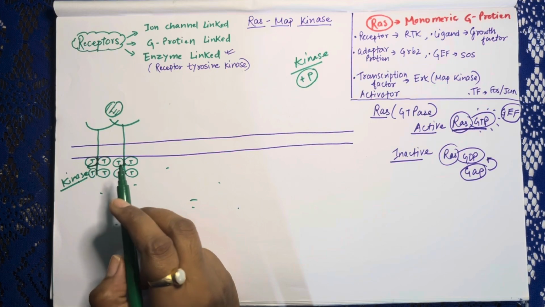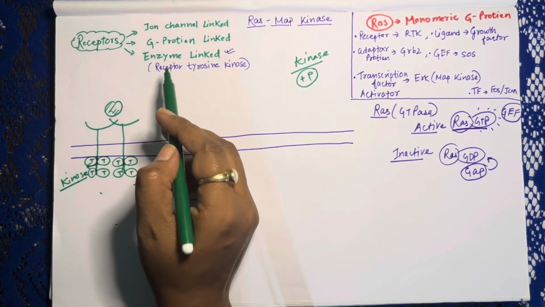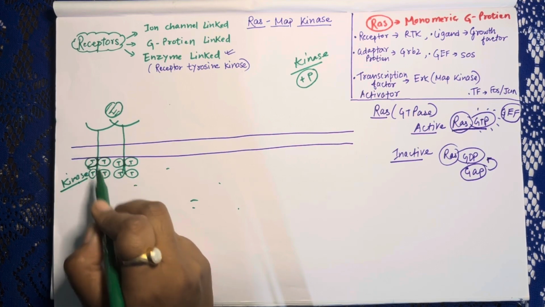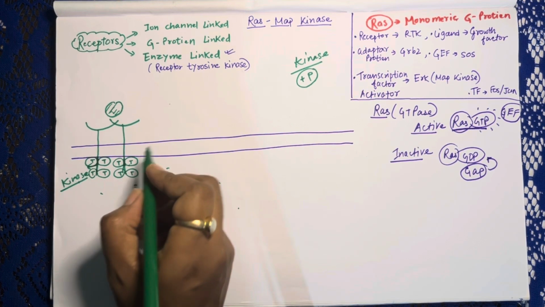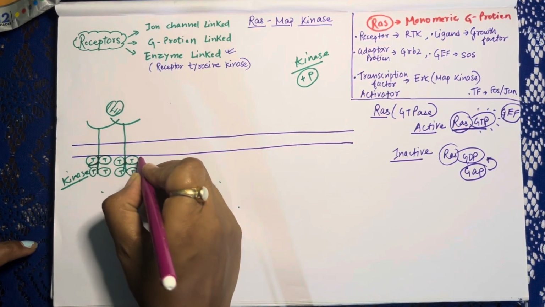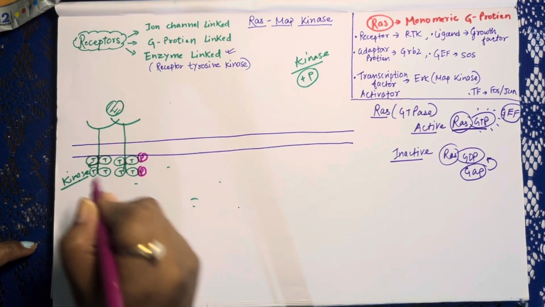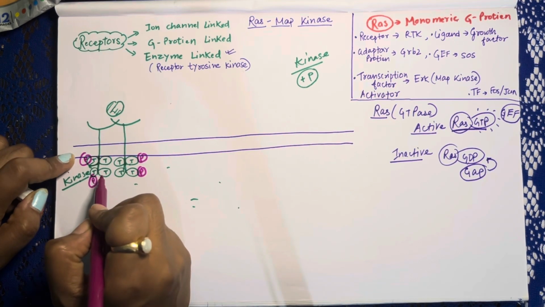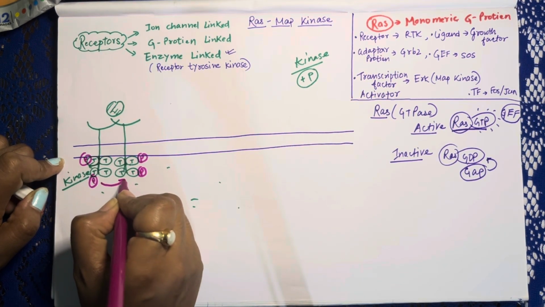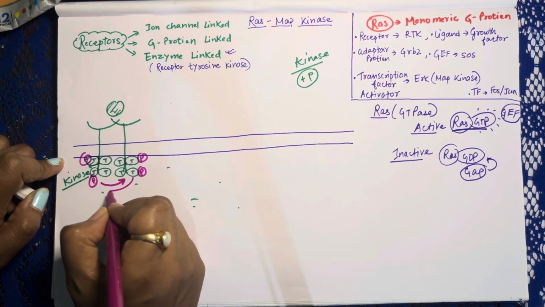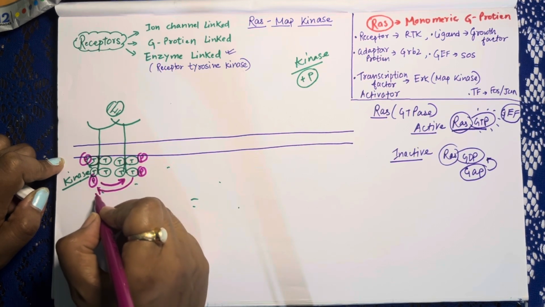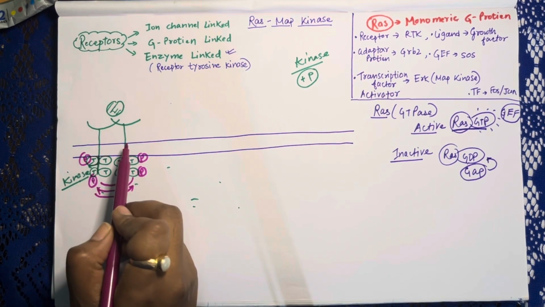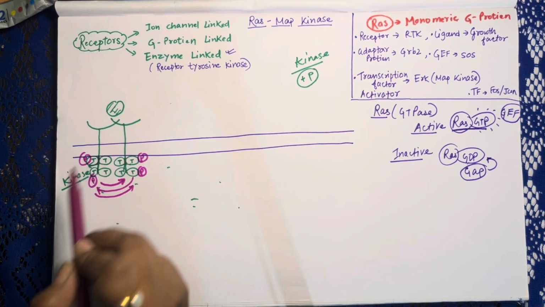And how does it get activated? The tyrosine residues, because I am discussing receptor tyrosine kinase. So the tyrosine amino acids of the cytosolic part of the receptor will get phosphorylated. So here phosphate will be added to the tyrosine amino acid of the receptor. How? First one receptor will get activated, this will help in phosphorylation of this one, again this will help in phosphorylation of this one, this will help in phosphorylation of this one.